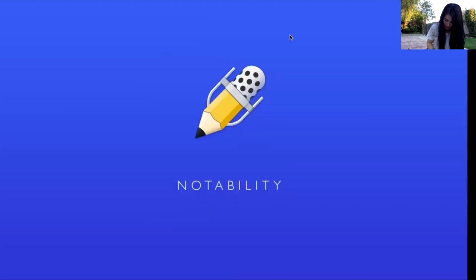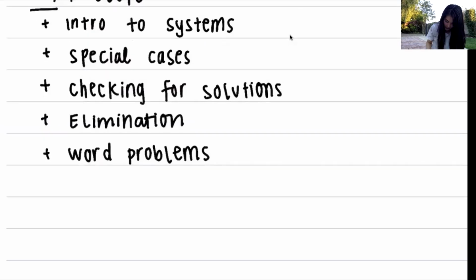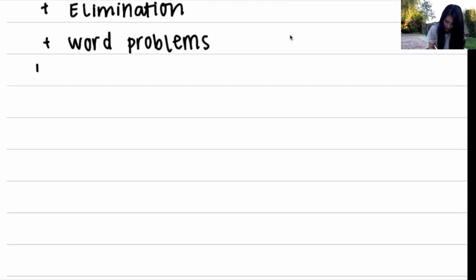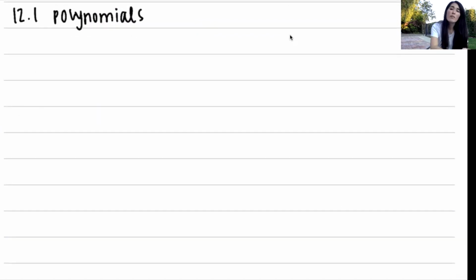So if any of you guys are keeping up with your table of contents, we are going to add our next section. And today our focus is going to be 12.1. And again, that's going to be polynomials. All right, so the first thing you need to know is that a polynomial is basically an expression. And you guys have seen this before, so I will go ahead and write this down. So it is an expression.